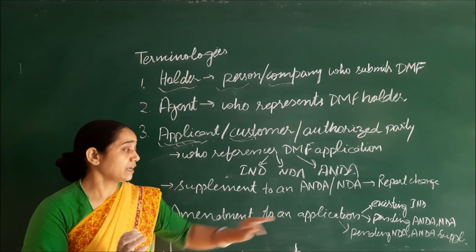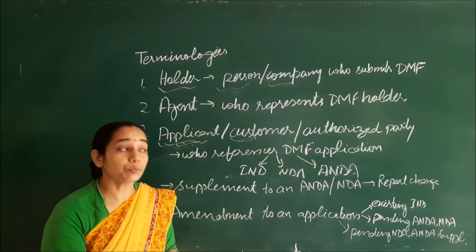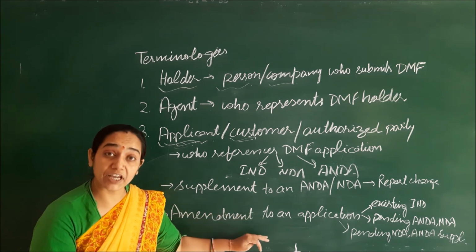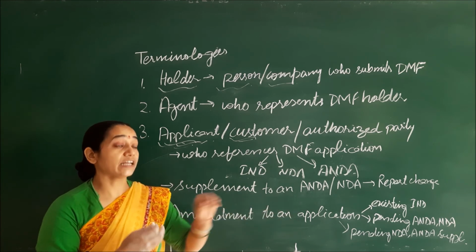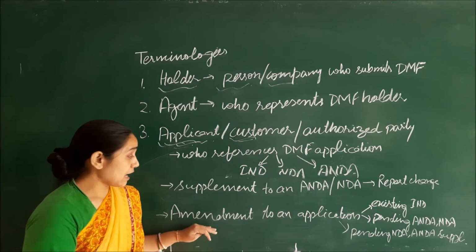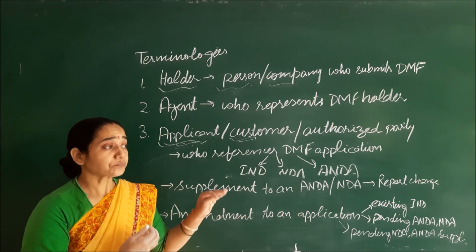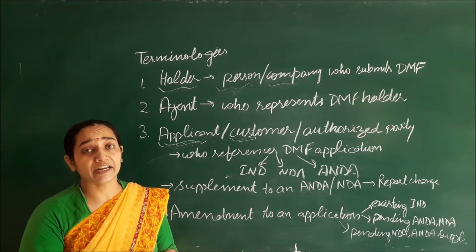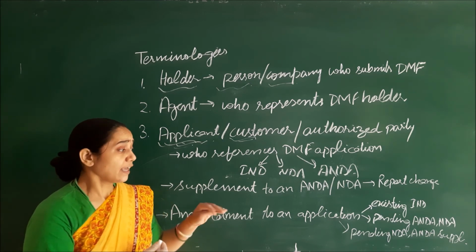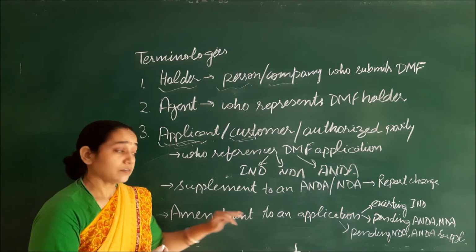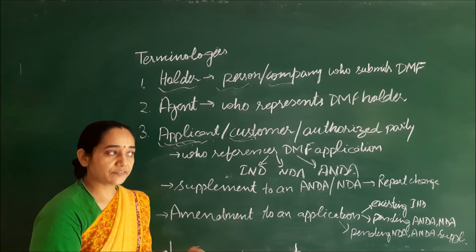If there is a pending ANDA or NDA, then accordingly that needs to be supplemented, then an amendment application will be done for that. If there is a pending ANDA and NDA supplement, means earlier we have applied for the ANDA or NDA, but the application is pending because of certain issues generated during the review process, then for that we will make an amendment to an application and submit the drug master file.